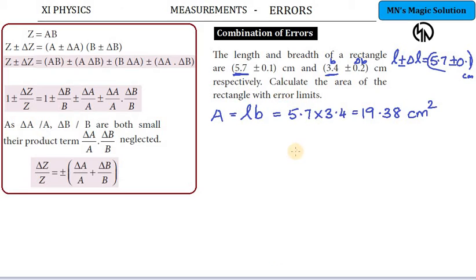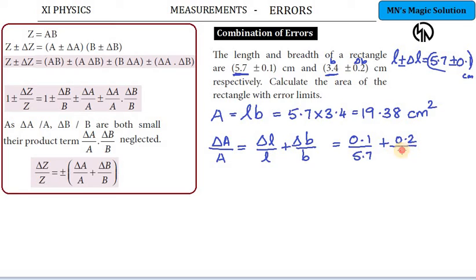To find the error limit, as it is the product of the true values, I have to go in for the relative error. So what is the relative error here? Let me term it as del capital A divided by A. The relative error in the area is equal to the relative error in the length, del L by L, 0.1 divided by 5.7, plus again in the same way del B by B. What is it? It is 0.2 divided by 3.4.